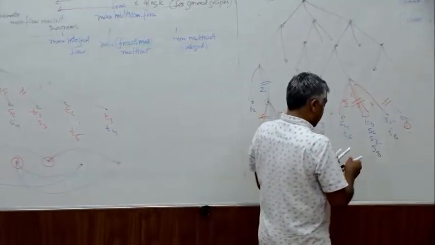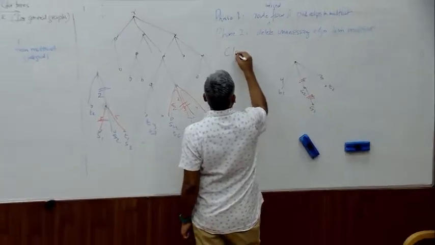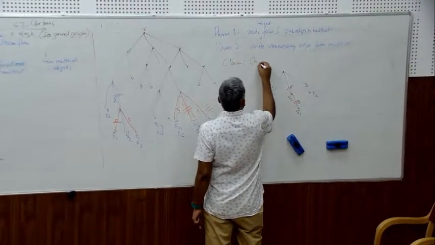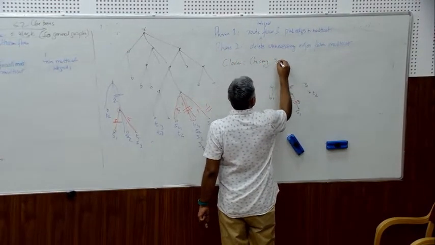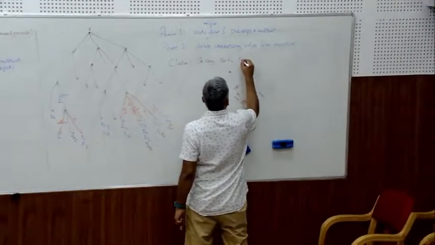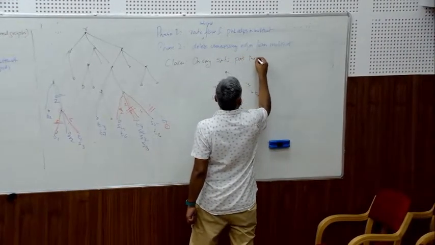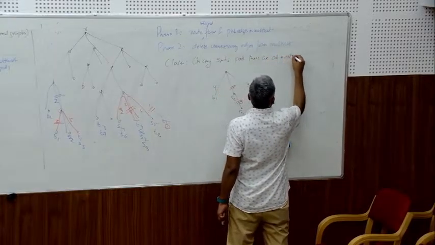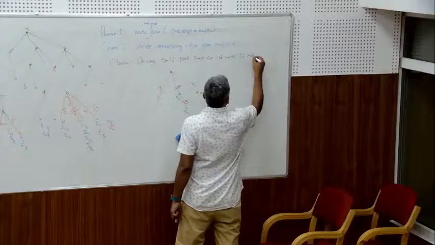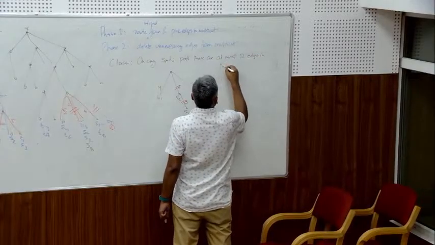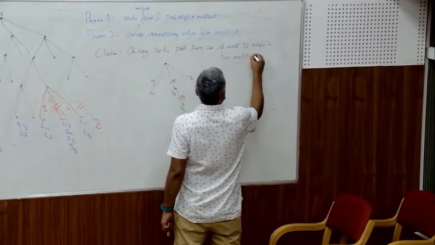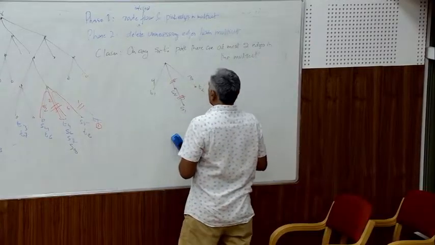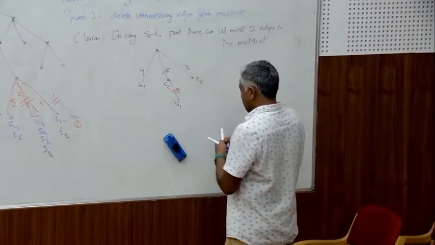And the claim we prove is: on any Si-Ti path, there are at most 2 edges in the multicut. What does this mean? It basically means the following.